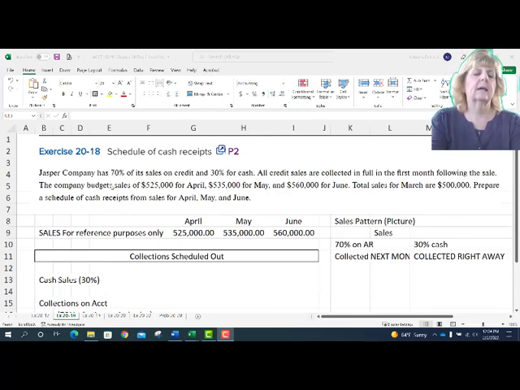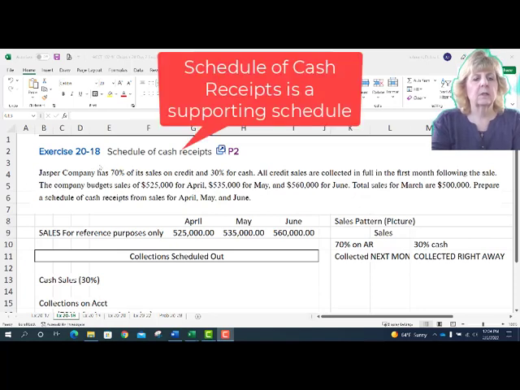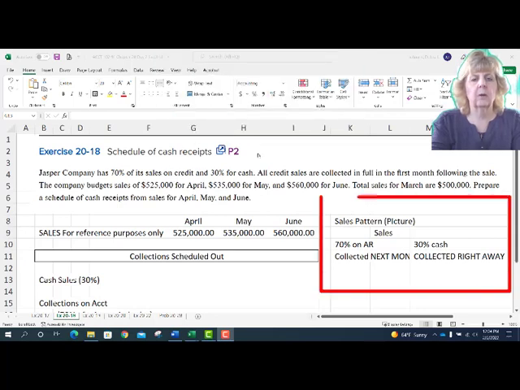Okay, let's attack scheduling out the cash receipts. Remember the line item from the previous exercise that said cash collections or cash receipts. Well, this is how we would go about creating a supporting schedule that supports that amount. So this says Jasper Company had 70% of its sales on credit, that means on account, and 30% for cash.